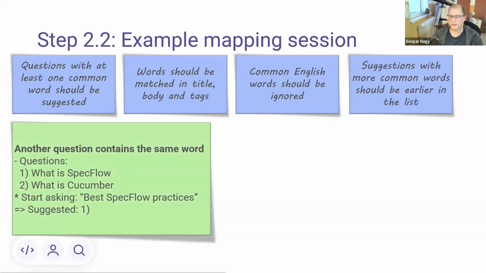One is what is SpecFlow, other is what is Cucumber. If you just start to ask, let's say, best SpecFlow practices, since it has the word SpecFlow in it, basically the first question, the what is SpecFlow, is going to be suggested. Okay, that makes sense. We are just basically simply writing down what the product owner said, and we have our first example.